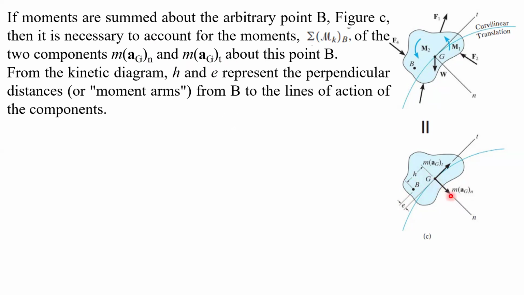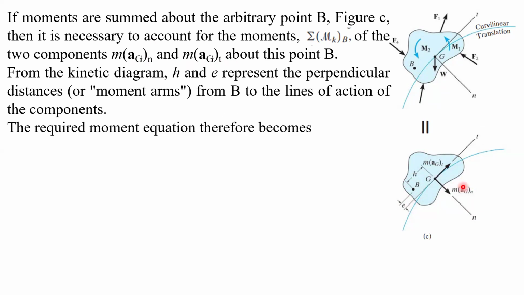So H is the distance of B from the line of the normal force, while E is the moment arm from the line of action of the tangential force. This is the tangential force, and this is the normal force. So the required moment equation therefore becomes: the summation of moments about point B is equal to the tangential force times the moment arm, then the normal force times the moment arm.